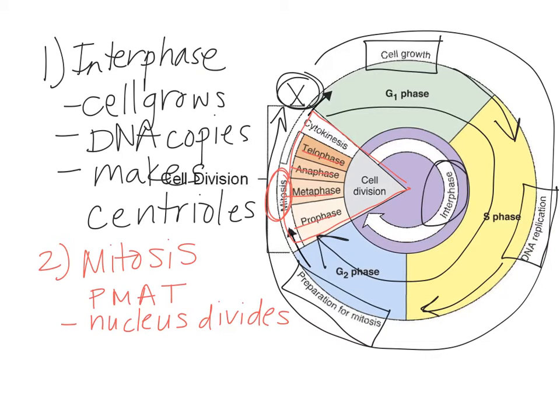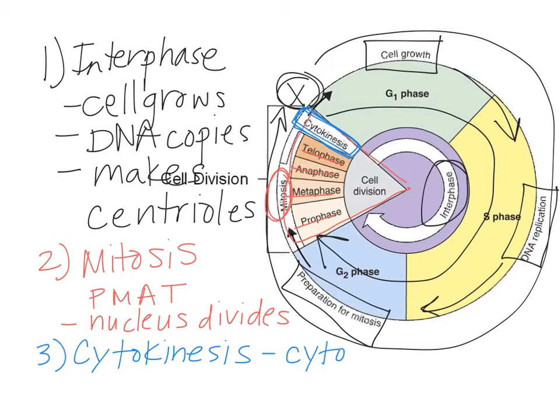Okay, so remember we doubled that DNA back in that yellow part of interphase. Now we're going to split that DNA in half again. And then the last step of the cell cycle is this little section right here. Okay, this is called cytokinesis. Cytokinesis is its own step. It is not part of mitosis. And what happens in cytokinesis is the cytoplasm, remember that's the filling of the cell, divides.